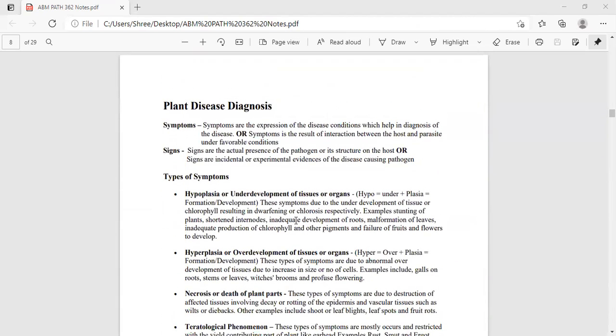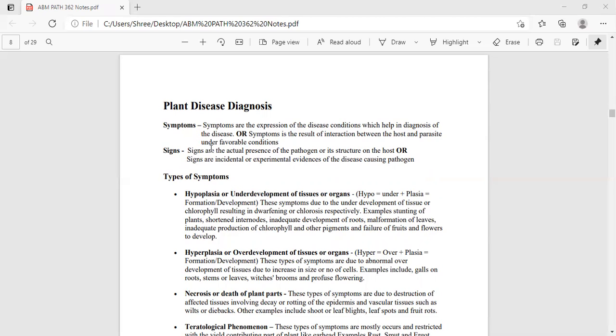Now, the next topic is plant disease diagnosis. When any plant is infected, how can we identify it? It depends on its symptoms. Any change in the natural or physiological behavior or development of the plant, in the foliage or any external part, is identified on the basis of symptoms. So plant disease diagnosis depends on the symptoms as well as signs.